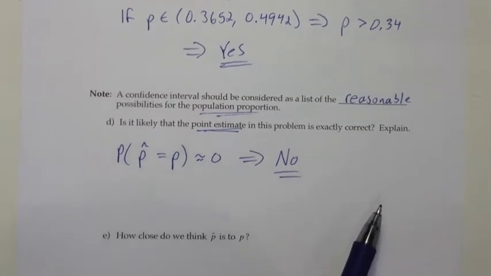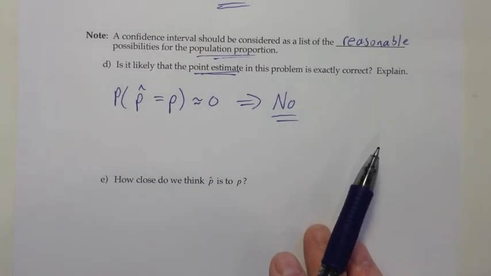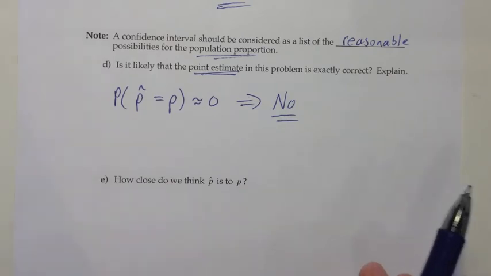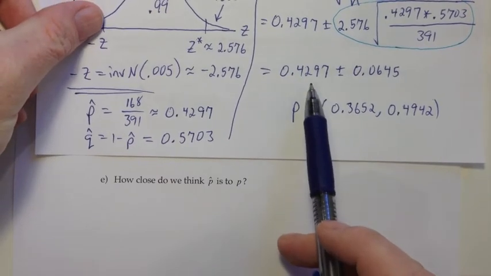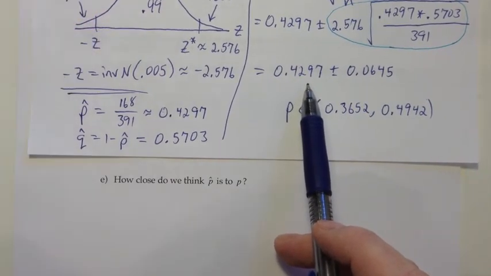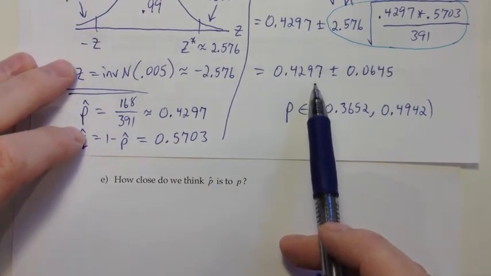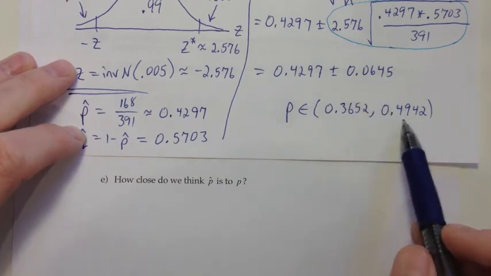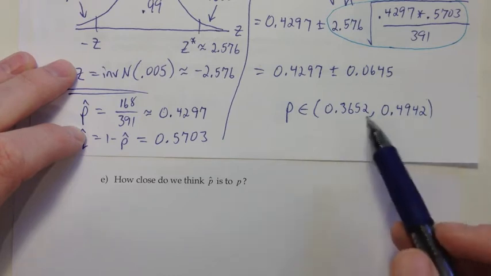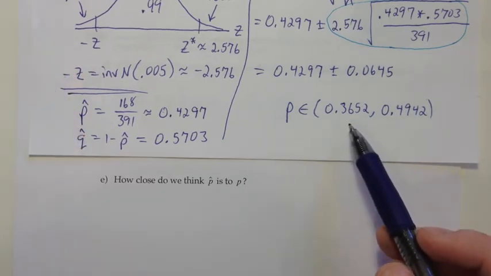for error. So when they say how close do we think p hat is to p, what I'm always going to answer for that is the plus or minus piece from my interval. This was my p hat or my point estimate that I have no faith in that being correct. But once I added and subtracted 0.0645 to that to create this interval, now all of a sudden I was 99% confident that I had the right answer.